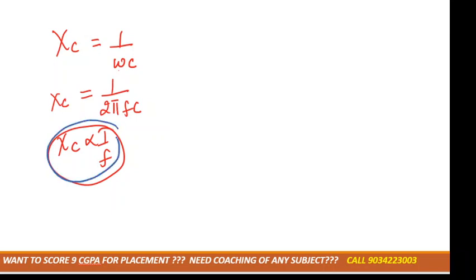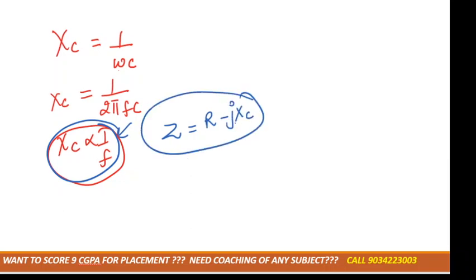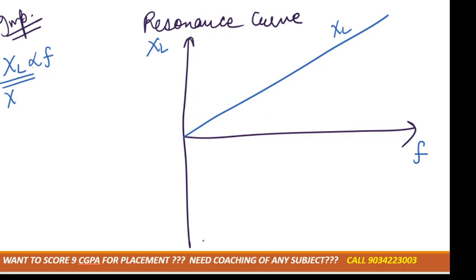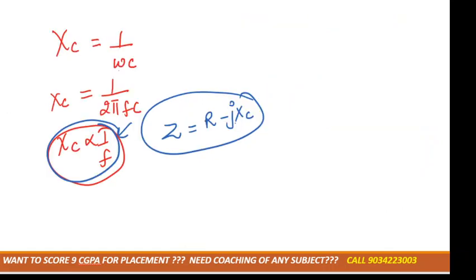Because we have to find out the relationship with the frequency only. And as I just told you, in the case of series condition we consider R minus jXC. So the XC graph should be on the negative side, like this. This is the graph of XC, because XC is inversely proportional to the frequency. Okay, clear?